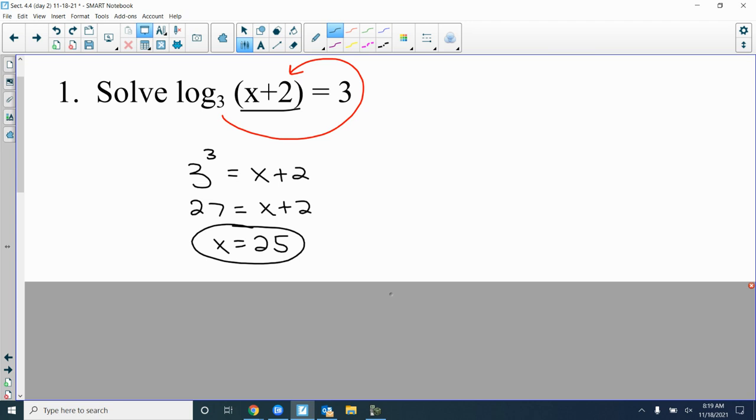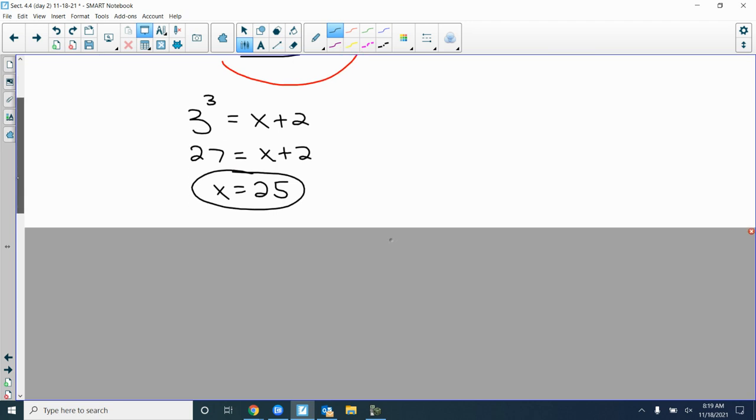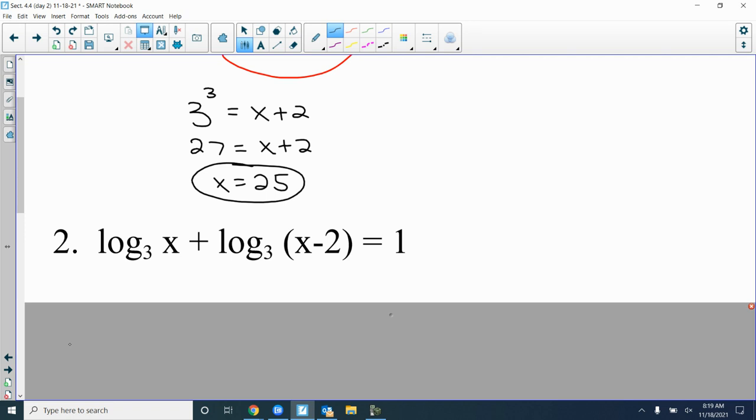We can only take the log of positive numbers, right? If you get an answer back that gives you a negative number that you're taking the log of, you've got to throw it out. Well, 25 plus 2 is 27, which is positive. That's good. But you have to check these answers when you're plugging them into a log.